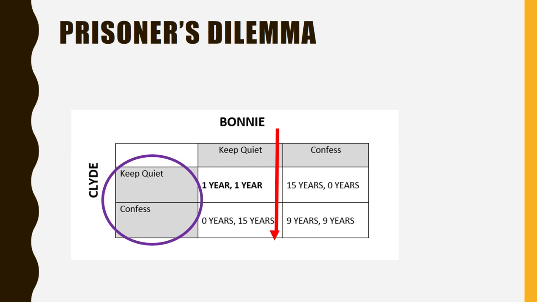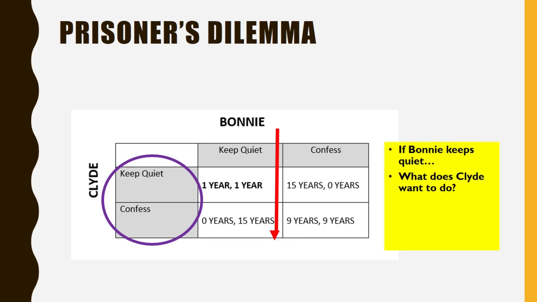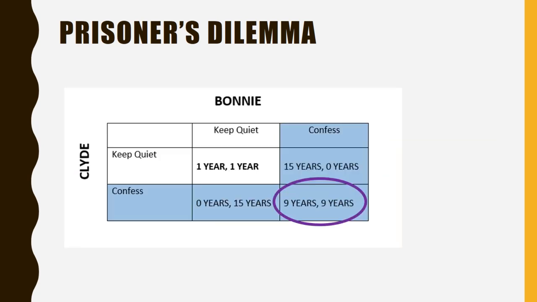Well, let's take a look. Do we agree that if Bonnie keeps quiet, what does Clyde want to do? Well, if he keeps quiet, he gets a year. Or if he confesses and he's a witness against Bonnie, what happens? So he can roll over on Bonnie, confess, and now his time is reduced to 0. So do you agree that by the time they both defect on any kind of idea that they both keep quiet, we end up with both of them confessing, 9 years in jail for each of them?